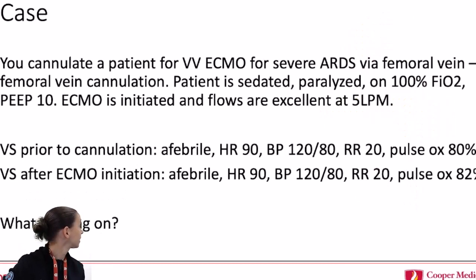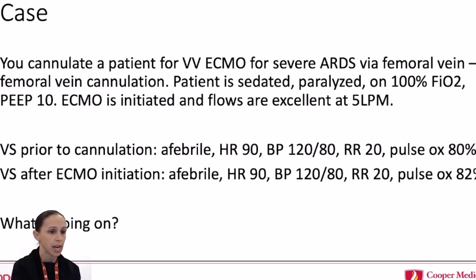All right, so cases. So you cannulate a patient for VV ECMO for severe ARDS via the femoral vein cannulation configuration. The patient's intubated, paralyzed, sedated on 100% FiO2 and a PEEP of 10. ECMO is initiated and flows are excellent at 5 liters a minute.